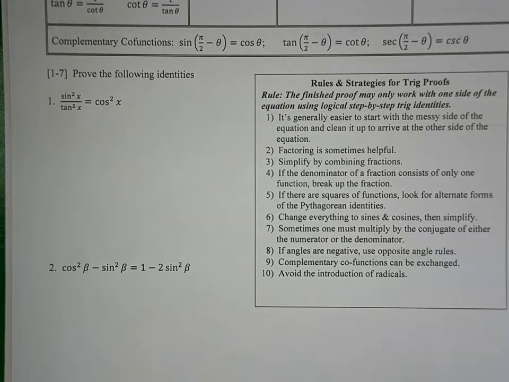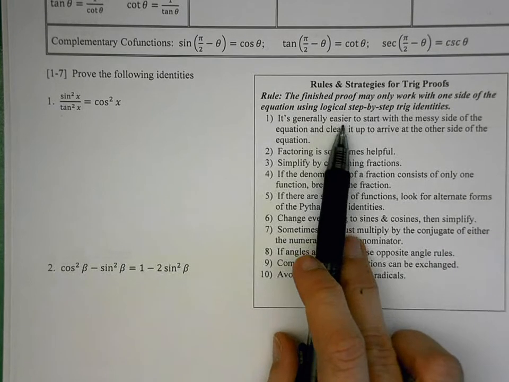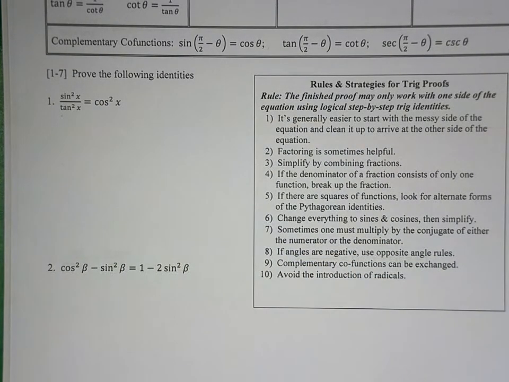Okay, in terms of strategies, my first recommended strategy is that it's generally easier to start with the messy side of the equation, right? You're going to look at the 2 sides of the equals and you're going to go, okay, which one looks scarier? Which one looks messier, more complex? That's the one, generally speaking, we're going to manipulate.